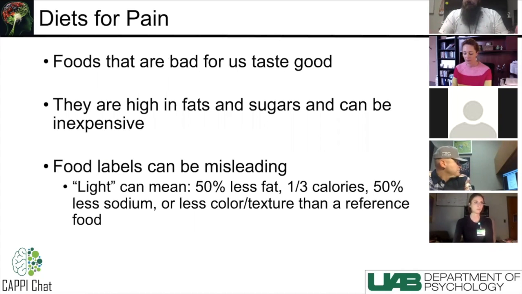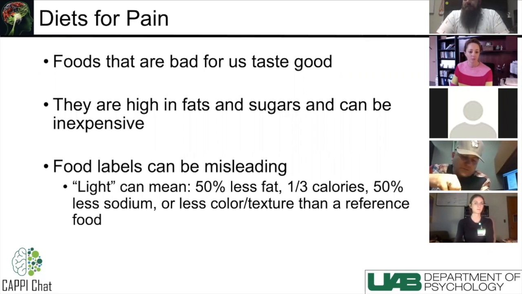And we think, of course, that it's diet. Generally, foods that are bad for us also taste good. So things that are considered desserts tend to not be terribly good for you. They tend to be high in fats and sugars and are relatively inexpensive. It's very easy to get a meal for under $5 if you go to a fast food joint.